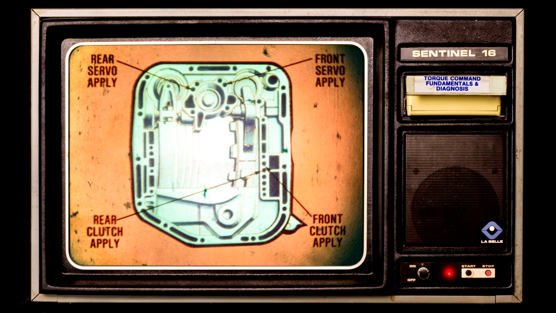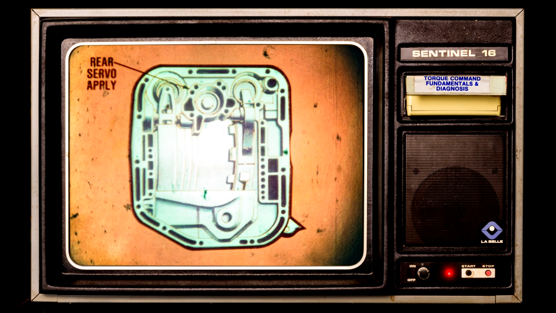In this view of the transmission, many case passages are provided, but the only ones we're interested in for air testing are rear servo apply, front servo apply, front clutch apply, and rear clutch apply. To check operation of the rear servo, air pressure is applied to the passageway. The servo rod should extend and cause the rear band to tighten around the drum. Spring tension should release the servo when air pressure is removed.